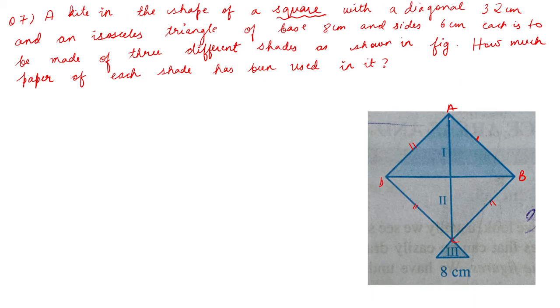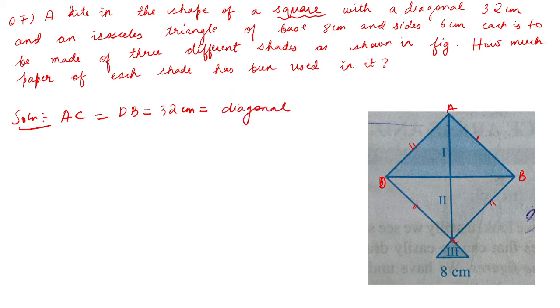Clear? So what is the diagonal? From one vertex to the other vertex. So here I'll just write solution. Let's see. AC is equal to BD, and this is the diagonal. Both are equal to 32 centimeter. Clear up to this much?